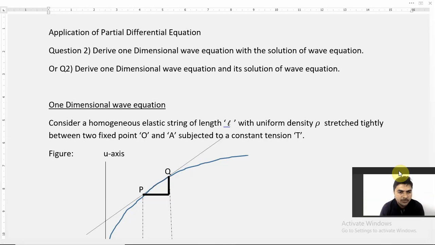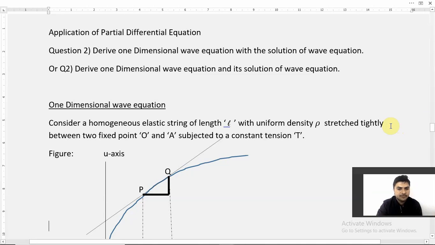Now, whenever we are going to derive the wave equation, consider a homogeneous elastic string of length L. Yes, I just discussed how for the wave equation there is a string which is going to stretch, and in that diagram I have discussed how a homogeneous elastic string of length L is there with uniform density rho, stretched tightly between two points O and A, subjected to a constant tension T. So this is what we have to write in the exam.